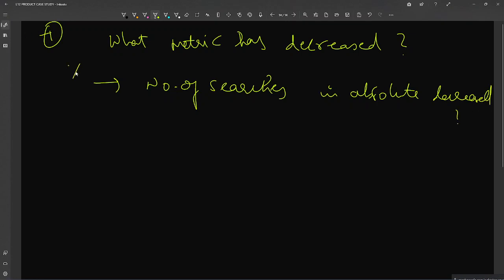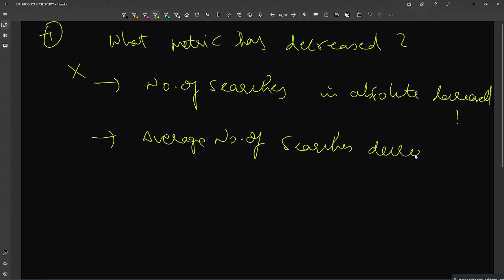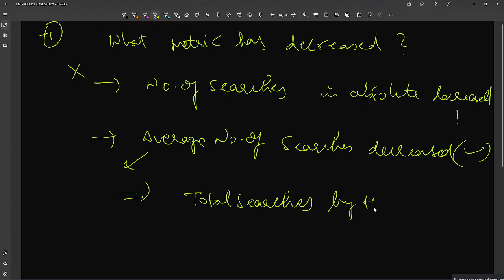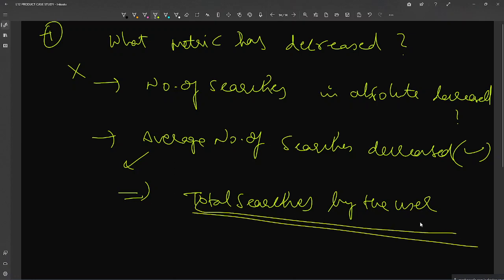I would say no. Then you would ask, is it the average number of searches that has decreased? Then you would say yes. What do you mean by average number of searches? What is the formula? Total searches by the user divided by the total number of users who are using the app, right?